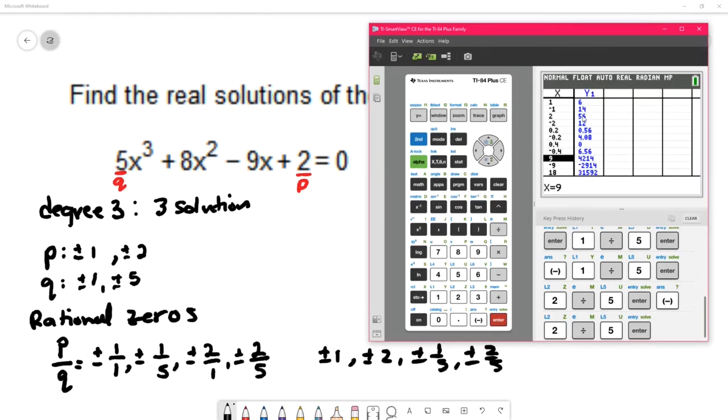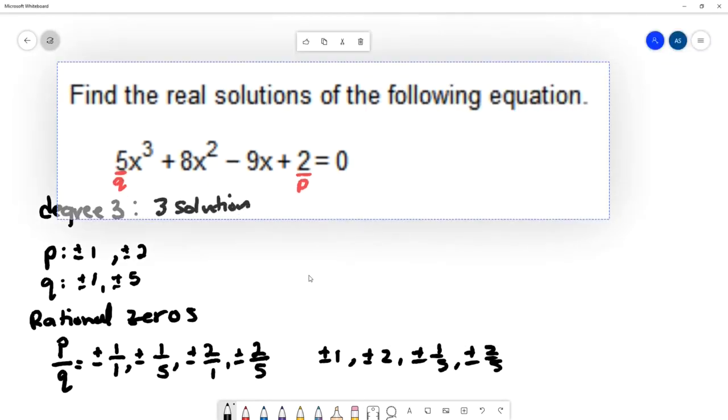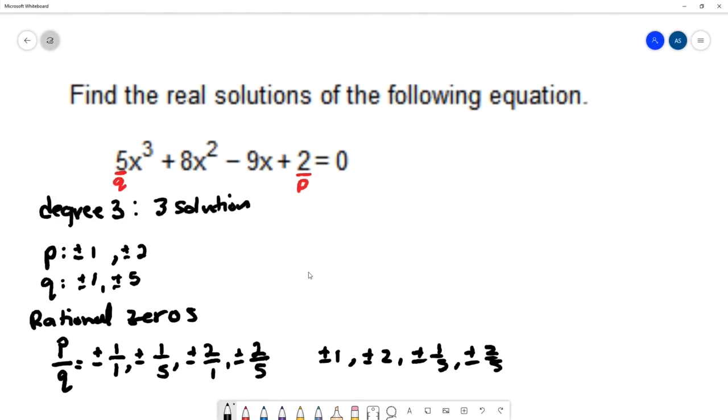So looking over on the right-hand side, I'm looking for when this equals 0, and I only have one that equals 0, and that is a positive 2/5. So I've identified one of the solutions or zeros of this equation. So we found that 2/5 is the only one that we have so far.